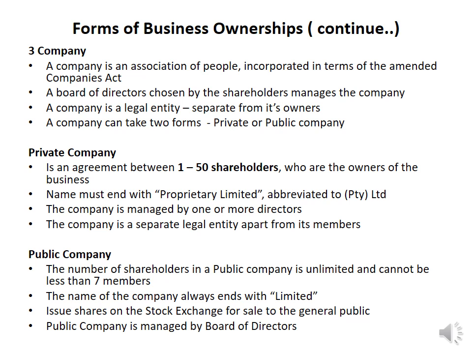The company. A company is an association of people incorporated in terms of the Amendment Company Act. Whenever you need to start a company, you will need to register through the government in order to operate or establish a company. A board of directors, the board of directors are chosen by the shareholders to manage the company. A company is a legal entity, which means that it's separate from its owners.